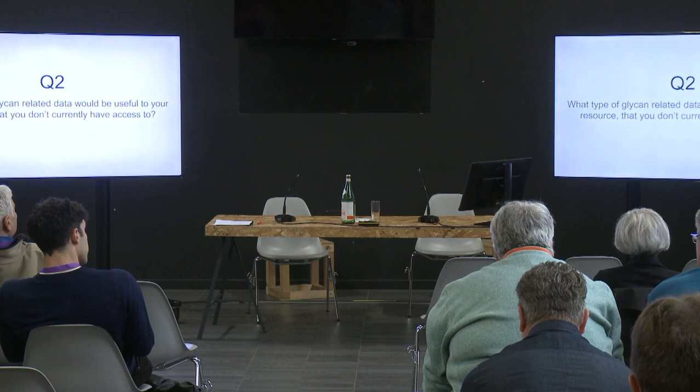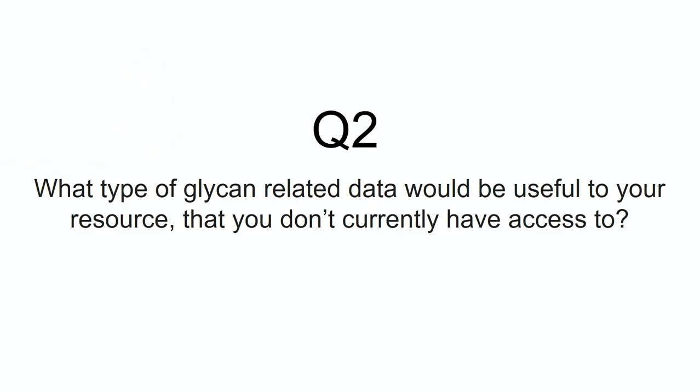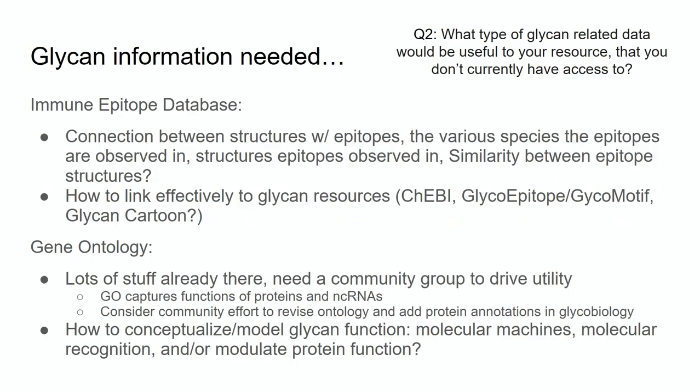So I'm going to do question number two. The reporter was Nathan, but he couldn't come today, so I'm going to go over their slides. The question was, what type of glycan-related data would be useful to your resource that you don't currently have access to?